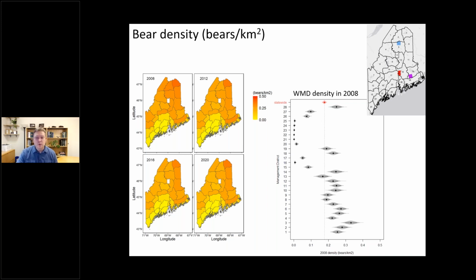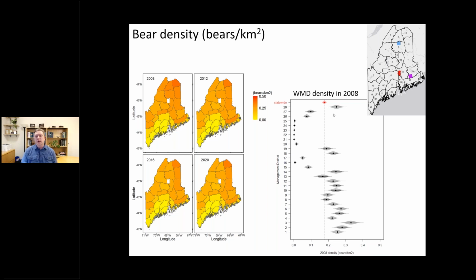And there's only a few of these transitional management districts that have this in-between density of around 0.1, with estimates shown here surrounding these areas. But again, there is this very high 0.2 to 0.3 density across large areas, fairly consistent across the state. Overall, this gives a statewide average density estimate of about 0.18.